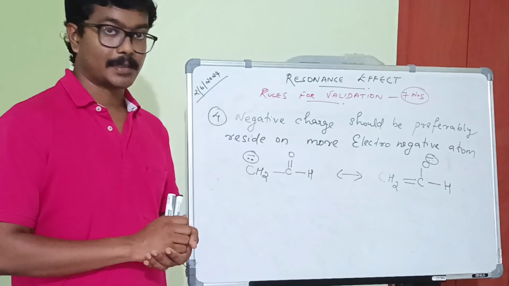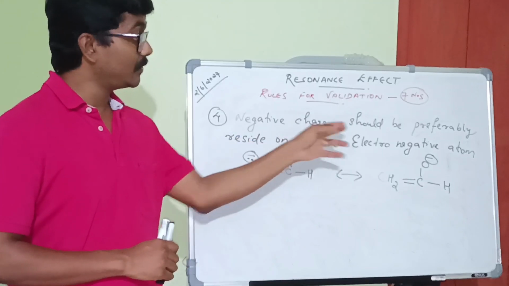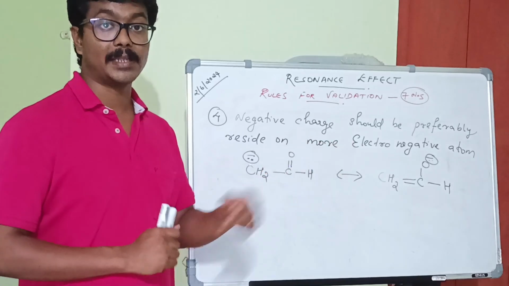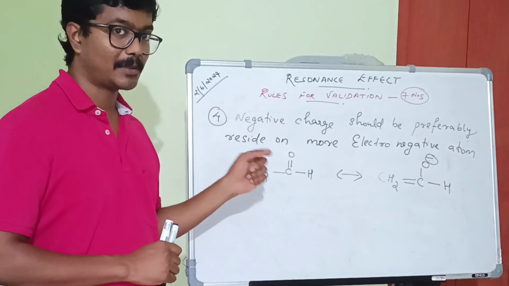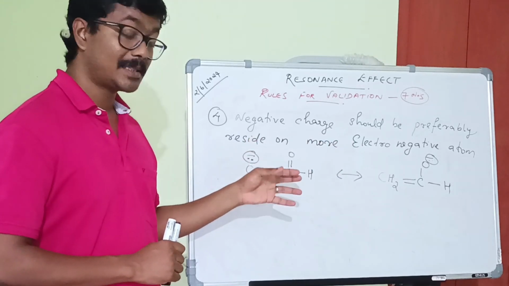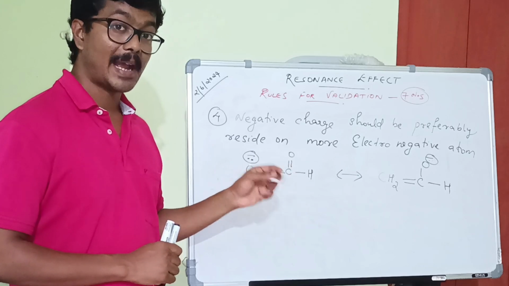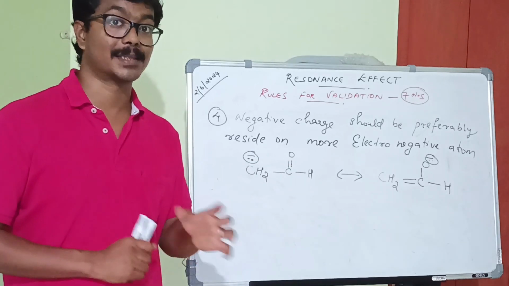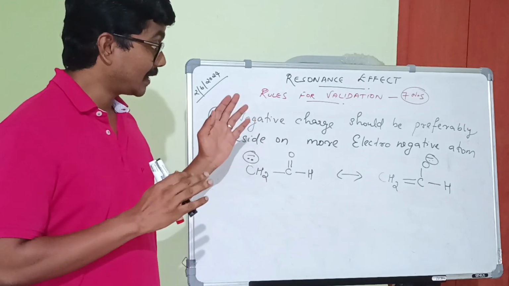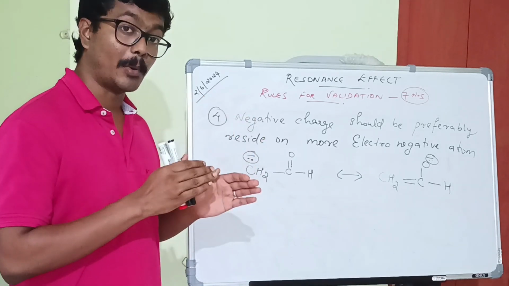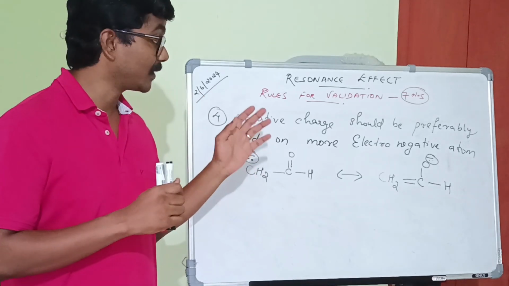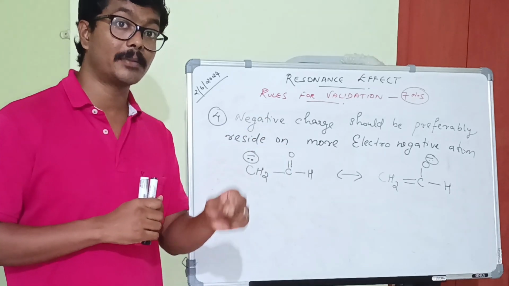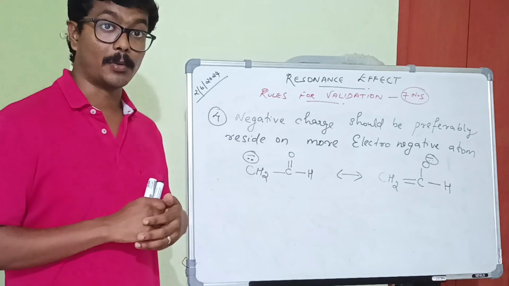The fourth rule of resonance says that negative charge should preferably reside on the more electronegative atom. This is a special rule. This rule can be applied to identify the major or minor product using resonance. So the negative charge on a compound which obeys resonance preferably resides on the electronegative atom in that compound.